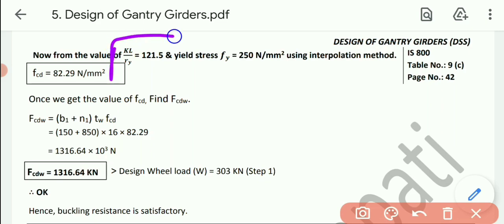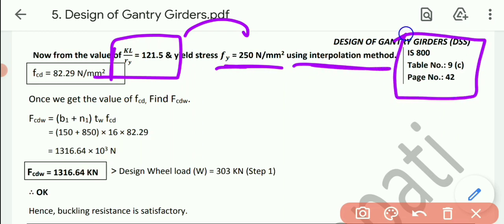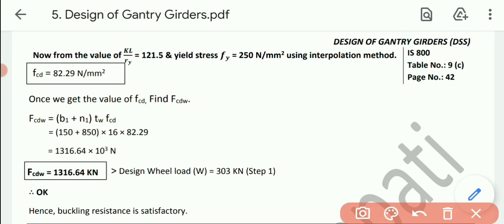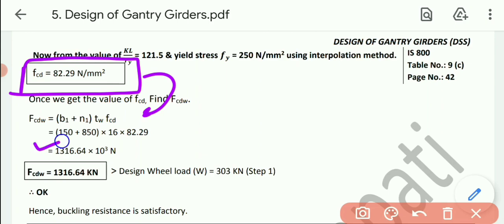So for KL by RY that is 121.5 and Fy 250, using the interpolation method as per table number 9C, I get FCD as 82.29. Once I get the value of FCD, now I can calculate FCDW. B1 is 150, N1 is 850, TW the thickness of web is 16, and FCD is 82.29. So ultimately I get FCDW as 1316.6 into 10 raised to 3 Newton.